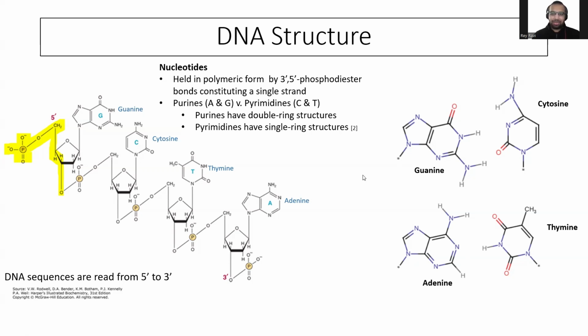They are categorized by the number of rings they contain. Adenine and guanine are purines with a double ring structure, and cytosine and thymine are pyrimidines with a single ring. The interactions of these nucleotides become very important to helping us understand DNA structure and function.